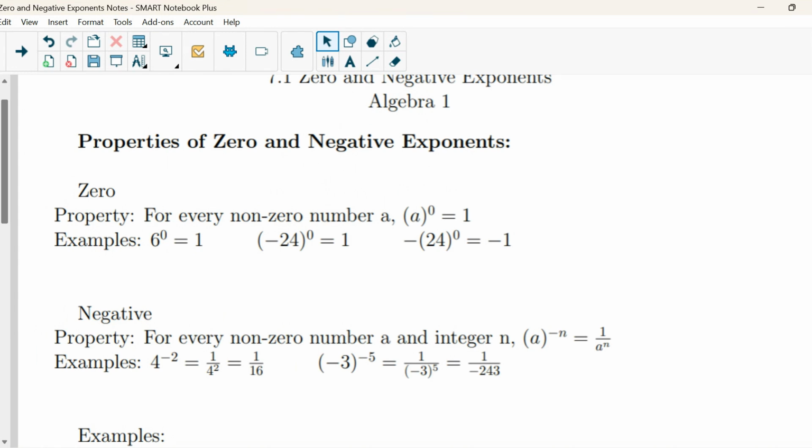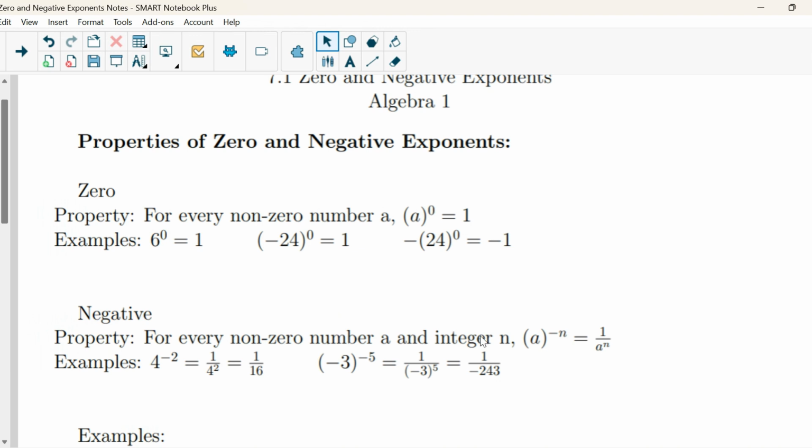Whenever you have a zero exponent, that means that whatever you are taking to the zero power just turns into 1. It doesn't matter if it's a positive number or a negative number, no matter what, it's going to turn into 1. The only special case here is this last example, because 24 to the 0 power is going to become 1, and then since the negative is outside the exponent, it's going to become negative 1.